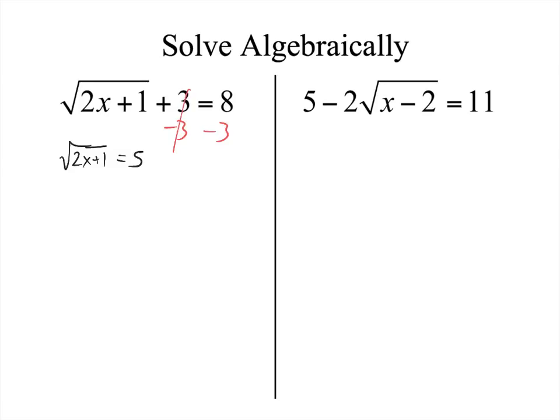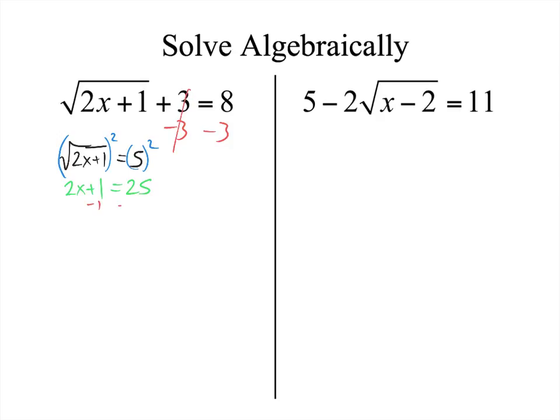All right, now I got to get rid of that square root there. To get rid of the square root, you do its opposite operation, which would be a square. So when I square that, I now have a 2x plus 1 on the left side, and 5 squared is 25. Now we have a fairly easy solve to finish off.